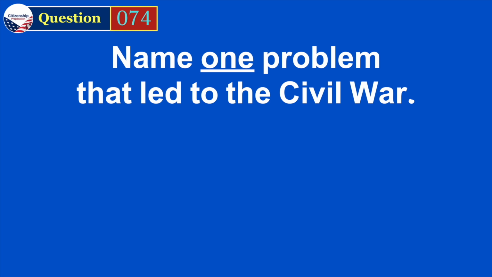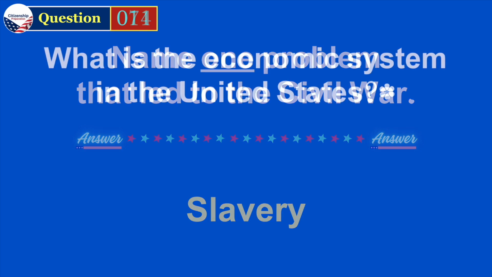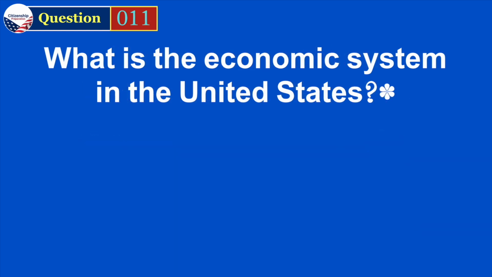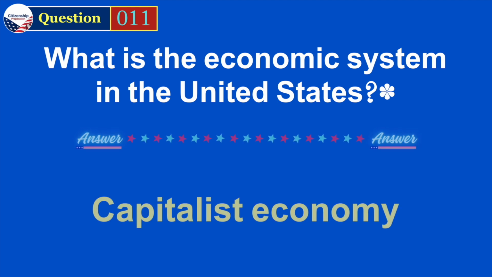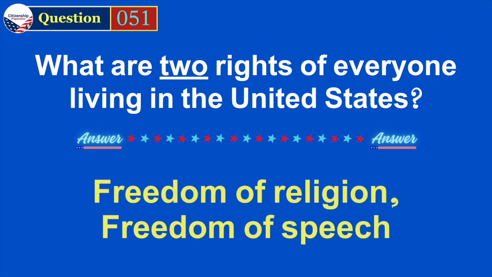Name one problem that led to the Civil War. Slavery. What is the economic system in the United States? Capitalist economy. What are two rights of everyone living in the United States? Freedom of religion, freedom of speech.